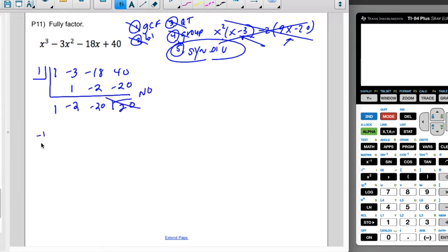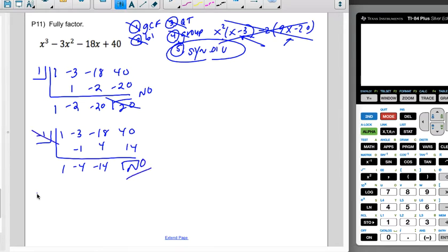All right, let's try negative 1. All right, 1, negative 3, negative 18, 40. Sometimes you have to go through a couple of these, but it's not a ton of work. You shouldn't erase it after you do it because it's an easy way to show your work. I drop the 1 down, I multiply, add straight down, right? Multiply, add straight down, right? And then multiply, and that's a no.